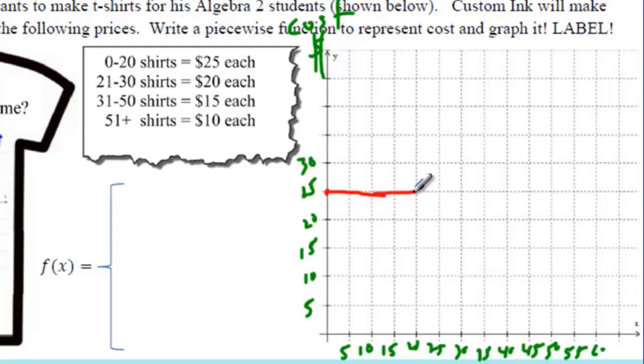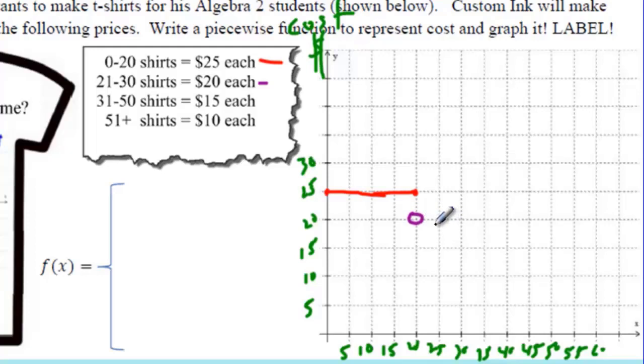So the question is, what happens at 20.1 shirts or 20 and a half shirts? You can't really have a half shirt. So a couple of different ways you can handle this if you want. I'll do this one in purple, the next one here. So it drops down to $20. So if you want to just do this, I'm cool with this.